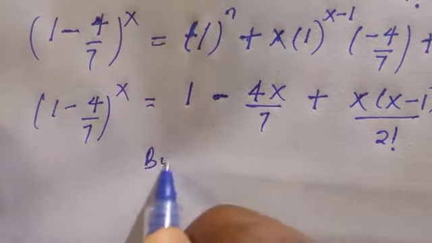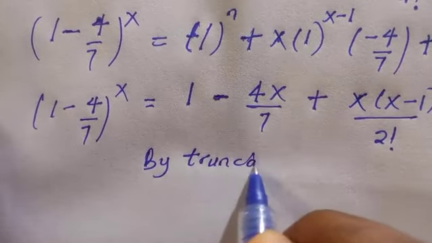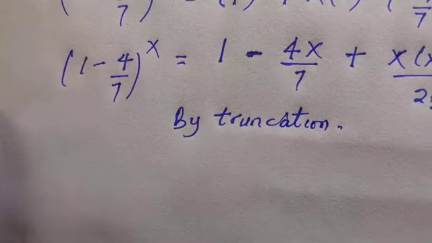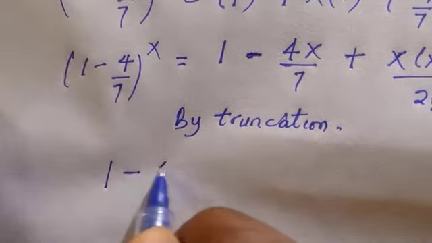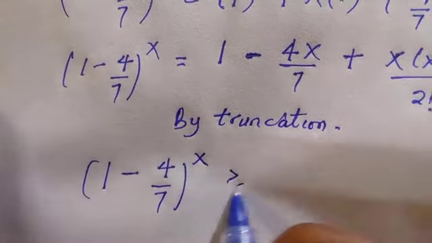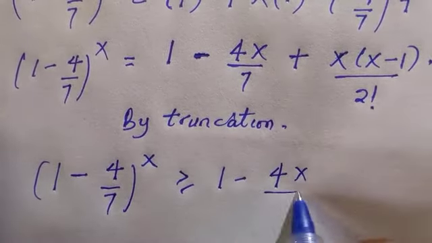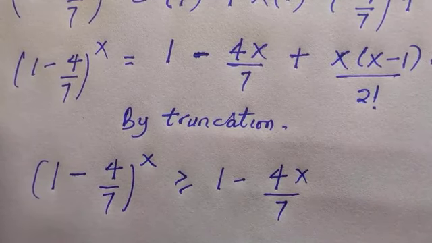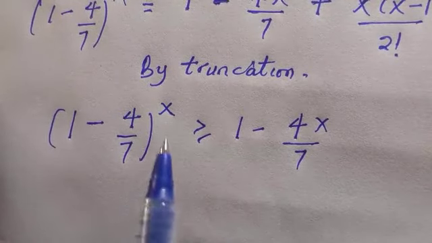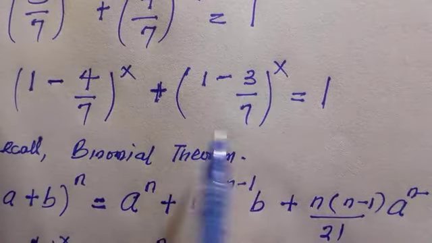Truncation means we limit our scope to a particular thing. So we have (1 minus 4 over 7) raised to the power x, and when we truncate it, it's going to be greater than or equal to 1 minus 4x divided by 7. When we plug in 1 for x, both of them are equal, and for a number greater than 1, 1 minus 4 over 7 raised to that power will always be greater than that.